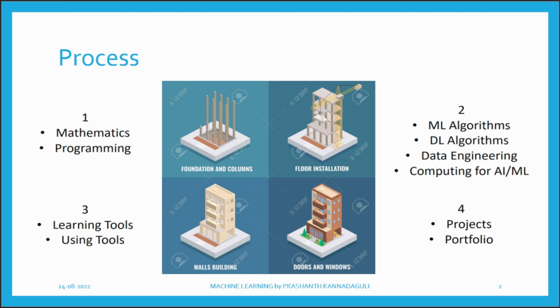So what is the step number 1? Leave the machine learning part. You look at the construction, right? You need to build from scratch, from the lowest level. You will first decide what is the shape of the building, and according to that, you start the construction. So the equivalent of that when it comes to machine learning is going to be the mathematics and the programming part.